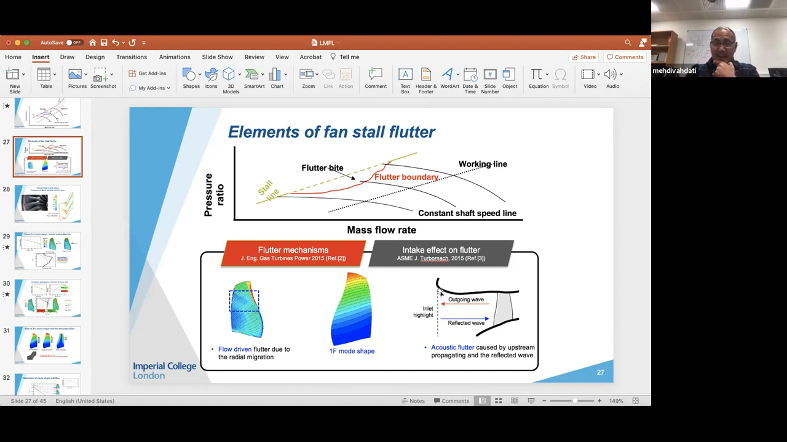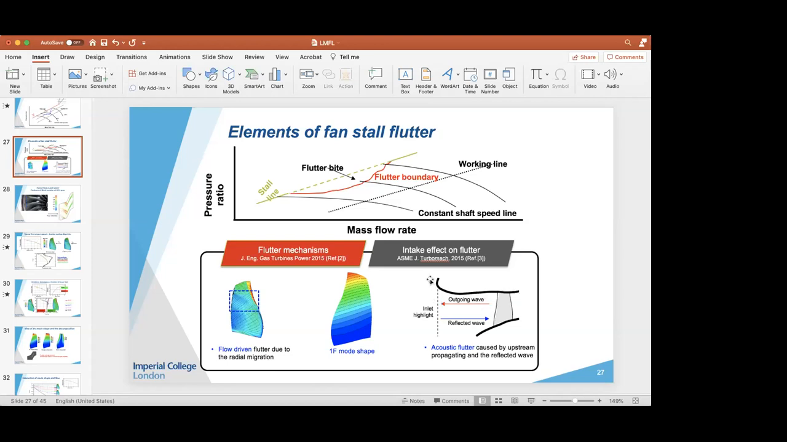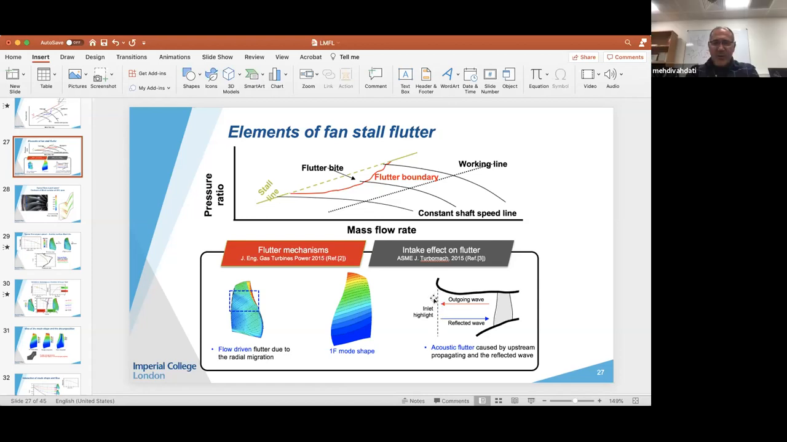At the highlight, you are changing the impedance of the acoustic wave. As soon as you change the impedance of an acoustic wave, you reflect some of it back. So this wave hits the intake highlight. This line is just trying to show the intake highlight. Some of it goes through to the outside of the engine, but the part which reflects and goes back is the important part.